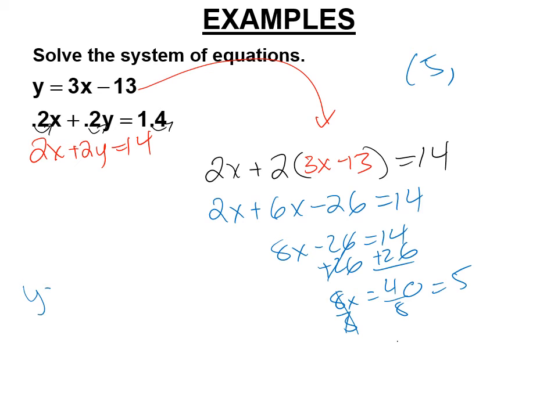And we're going to put that in the top one. 3 times 5 is 15. Minus 13 equals 2. Those intersect at 5, 2. So weirdly, I like to clear my decimals right away. With the fractions, I like to wait and clear them once I've done the substitution.